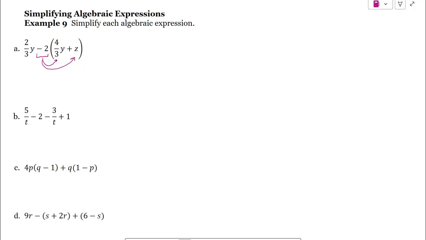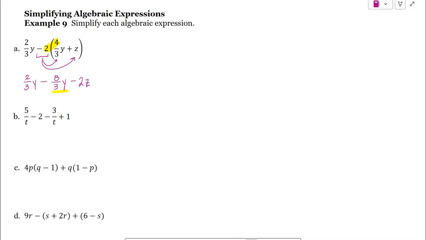Let's do the multiplication here. I'll leave the 2/3 y alone. Okay, that's in the front there. -2 times, when I multiply a whole number by a fraction, I just multiply that number by the numerator. So -2 times 4 gives me a -8 over 3y. And then -2 times z is a -2z.